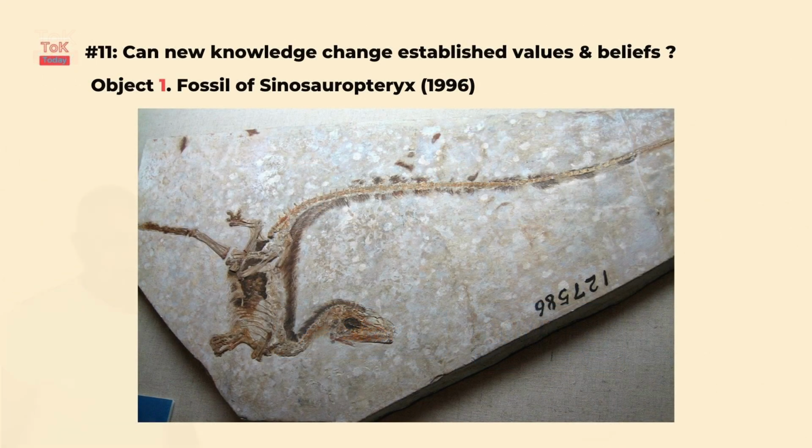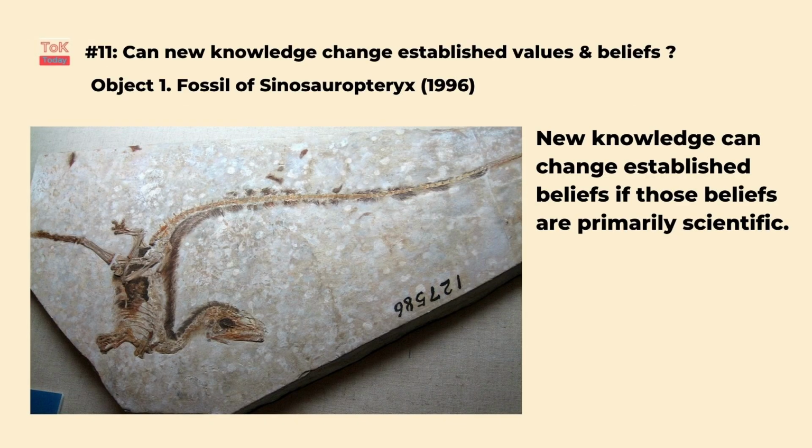Okay, let's get to object number 1. So object 1 is a photo of a fossil of the dinosaur Sinosauropteryx found in China in 1996. This fossil is included in the exhibition because it demonstrates that new knowledge can change established values and beliefs if those beliefs are primarily scientific.